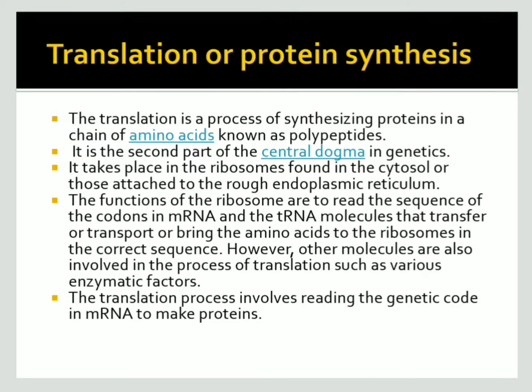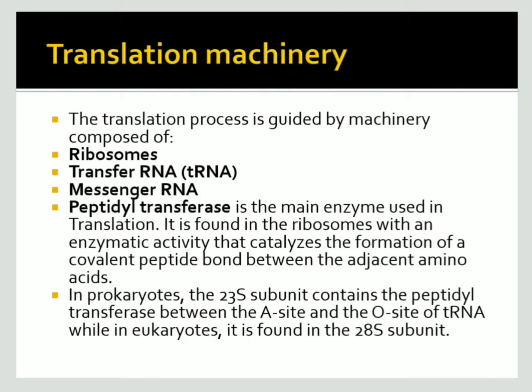The functions of the ribosomes are to read the sequence of the codons in the mRNA, and the tRNA molecules transfer or bring the amino acids to the ribosomes in the correct sequence. For this, different enzymatic factors are useful. The translation process involves reading the genetic code from the mRNA to synthesize the proteins. This process is guided by machinery composed of ribosomes, tRNA, that is transfer RNA, mRNA, and the peptidyl transferase enzyme.